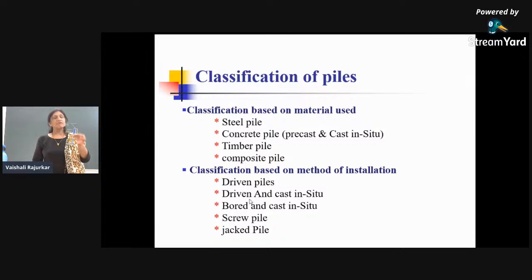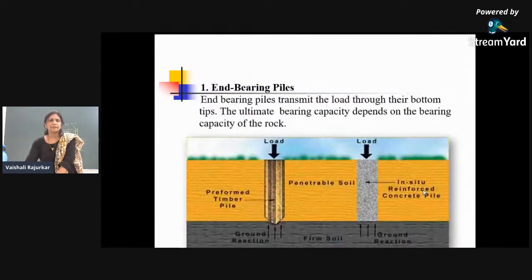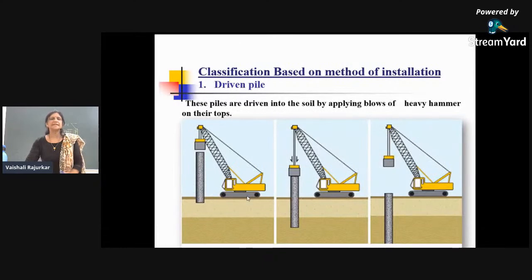The same thing we are doing in the field with the precast pipe. You just see this is the pipe, precast, which means it is already constructed, transported to the site, and then placed on the surface and hammered into the soil. So this is called a driven pipe. I'll just show you the photograph of the driven pipe. So these are the driven pipes.